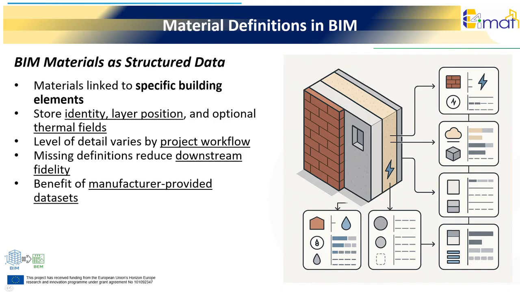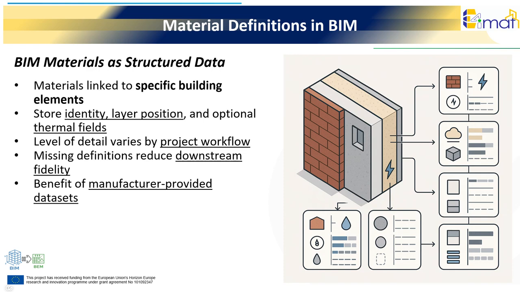The level of detail captured in BIM materials can vary significantly across projects. In highly coordinated models, materials may include complete physical and thermal definitions, while in others, the focus may be purely graphical or organizational. This variation directly affects downstream workflows. If the fields required for energy modeling are missing, no export format can reconstruct them later.